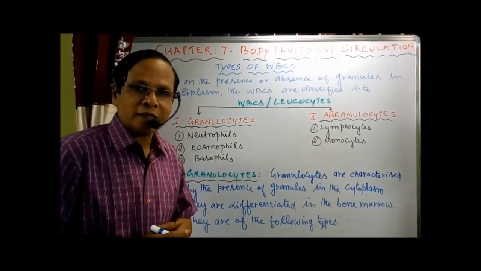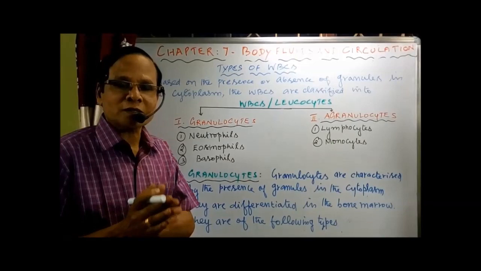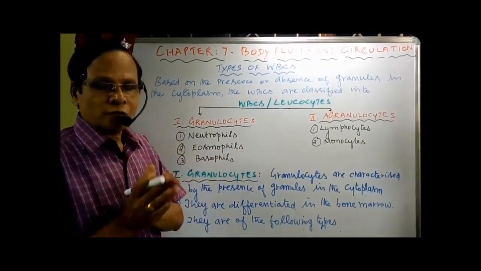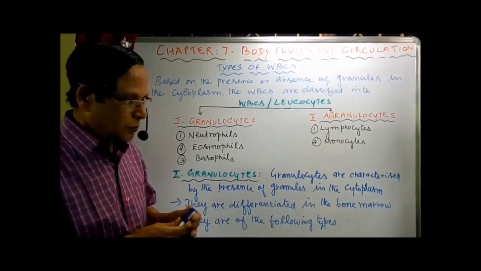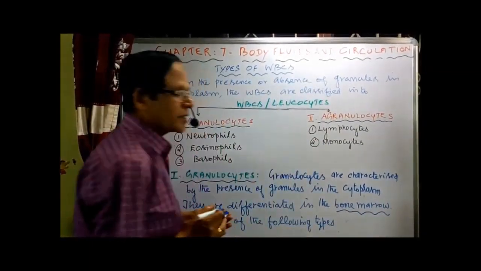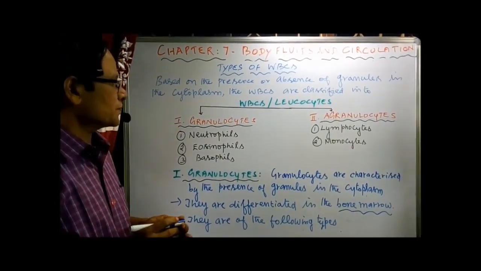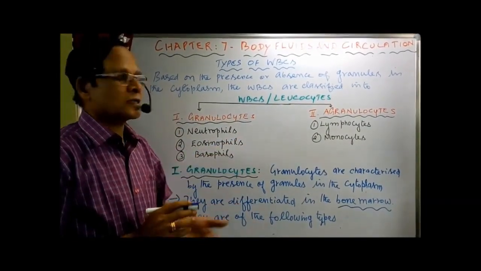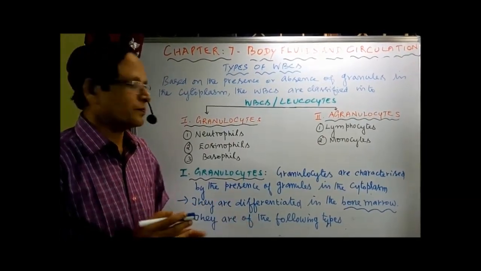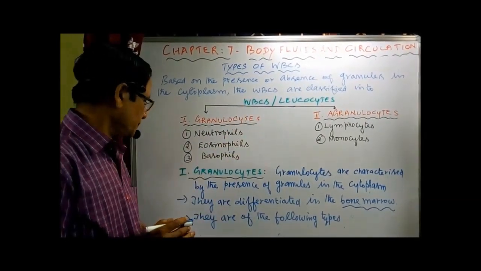So granulocytes are characterized by the presence of granules in the cytoplasm, hence the name granulocytes. Where are they formed? They are differentiated in the bone marrow. That's about the differentiation. Okay, we'll talk about the lymph glands and the spleen later.